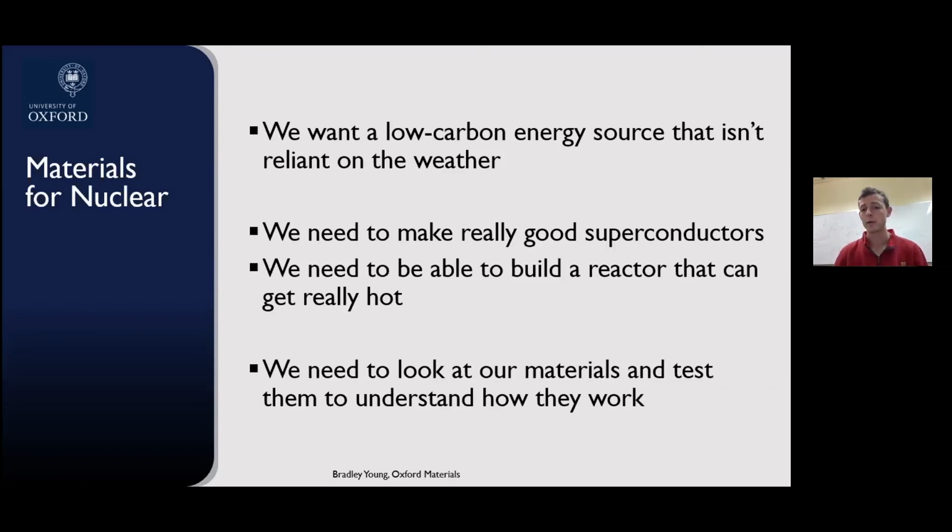In order to make it work, we need really good superconductors. We need to improve the superconductors, so we need to understand them. We also need to be able to build the reactor, and the reactor can get really hot, so we need materials that can withstand that kind of heat. In order to do that, we have to look at our materials, understand them, and test them, and then we can design better ones to make our reactors work really well.